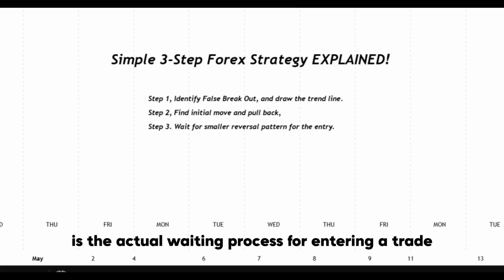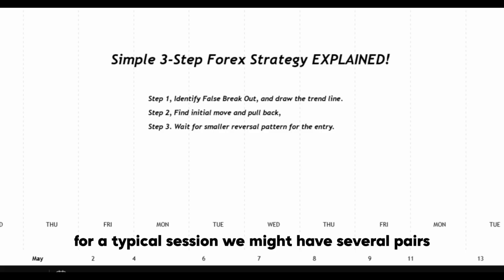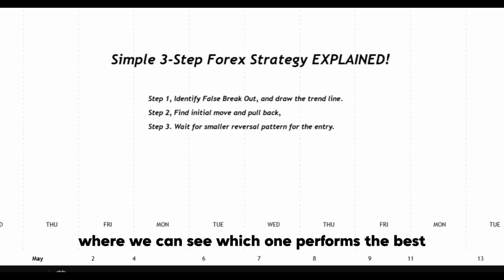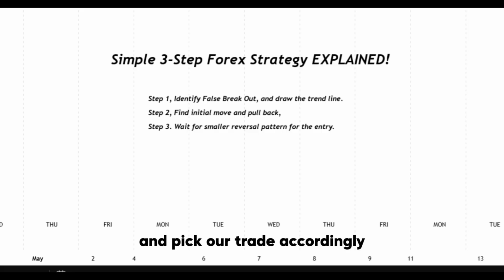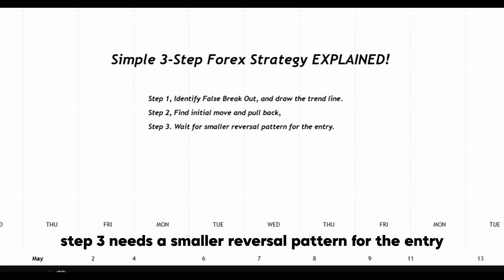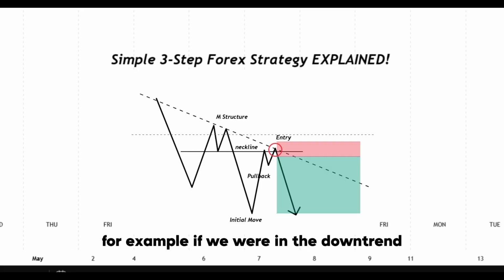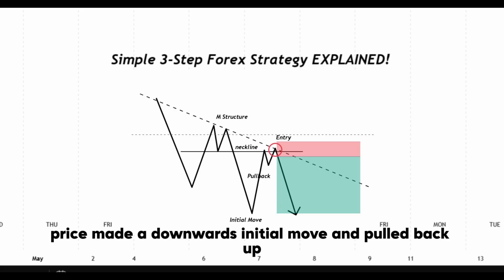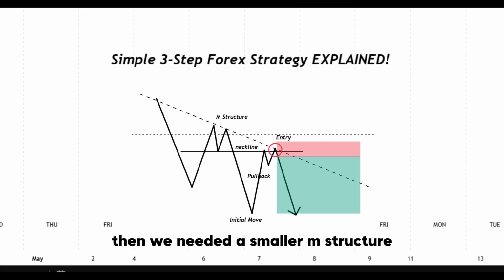Step 3 is the actual waiting process for entering a trade. For a typical session, we might have several pairs, all in step 3. We'll wait and see which one performs the best and pick our trade accordingly. Step 3 needs a smaller reversal pattern for the entry. For example, if we were in a downtrend, price made a downward initial move and pulled back up, then we need a smaller M structure to confirm the price is ready to go down to place our sell entry.